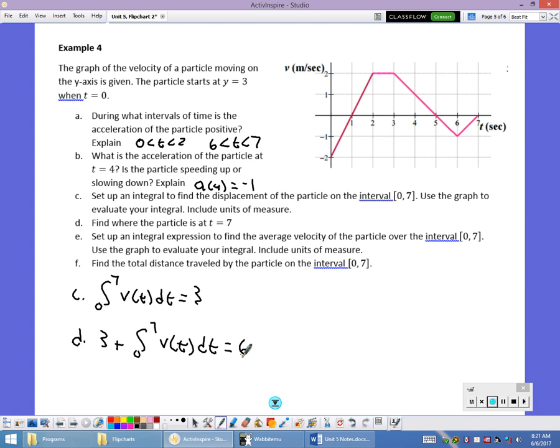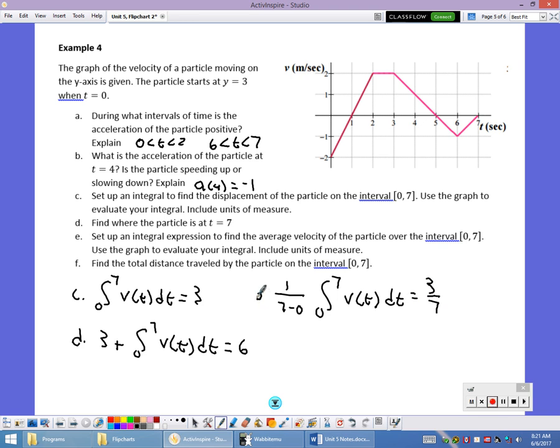And my next one, I ask you to find the average velocity. The average velocity would be 1 over 7 minus 0 times the integral from 0 to 7 of the velocity v of t dt. So that would be 3/7.